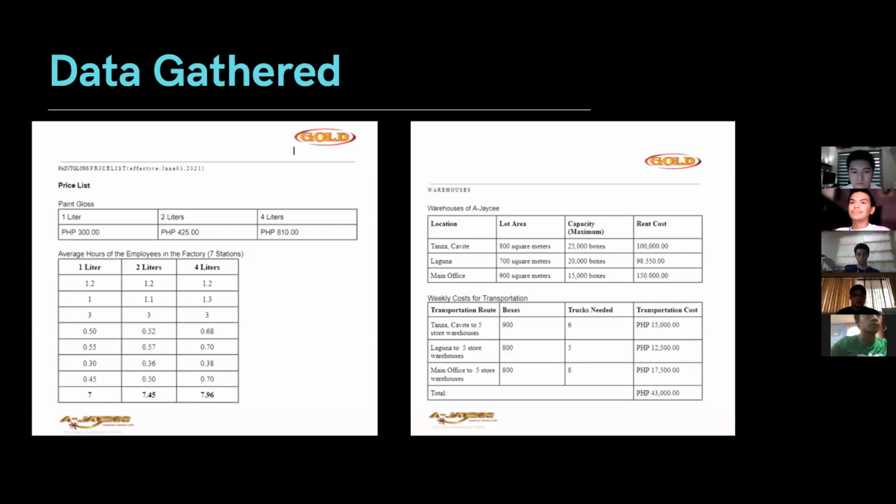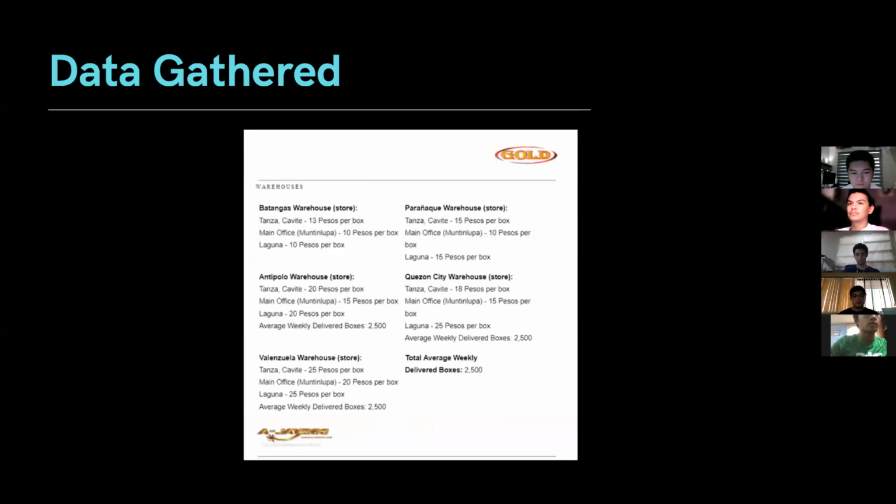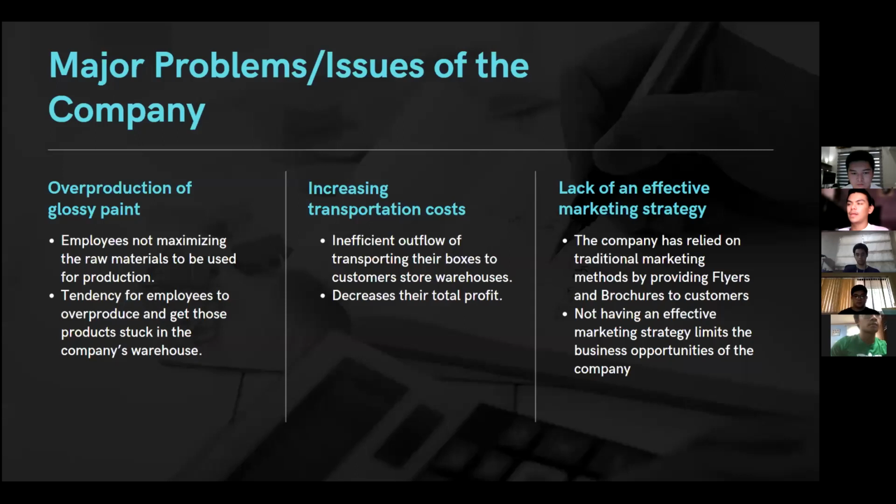The following slides will show the data gathered from the company. Next slide, please. Next slide, please. With the entry of COVID-19 in the nation, many businesses were greatly affected by the recession to follow. A few problems from within the company arose, such as the company's overproduction of its best sold product, which was the glossy paint, the over-budgeting of product transportation, and the company's lack of proper marketing.